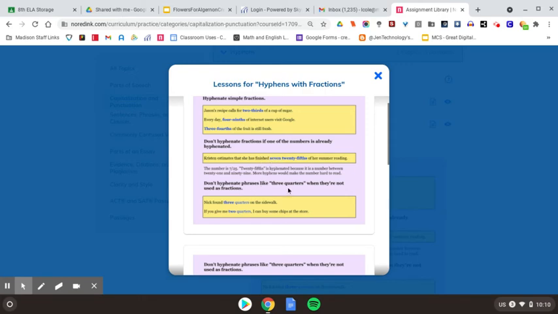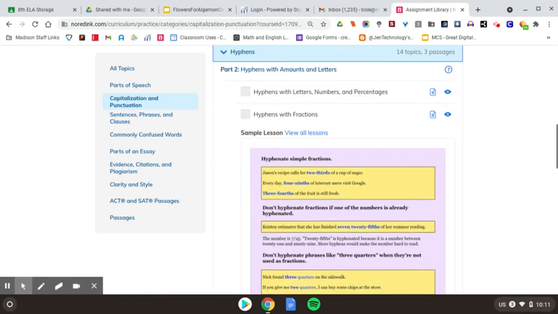Don't hyphenate phrases like 3/4 when they're not used as fractions. So this is one you're going to have to watch out for, and you're going to have to actually read the sentence, because if it says Nick found 3/4 on the sidewalk, they're talking about the coin, 25 cents. So if you see one written like that, you don't want to hyphenate because they're not talking about the fraction, they're talking about the coin piece. So let's go ahead and practice a few of those.